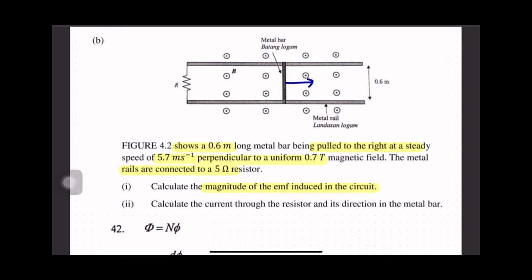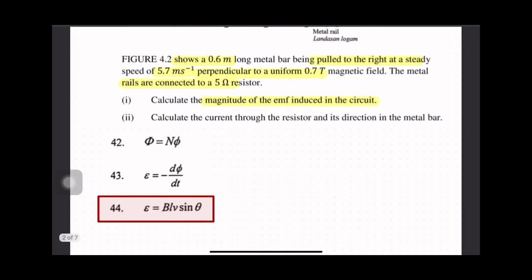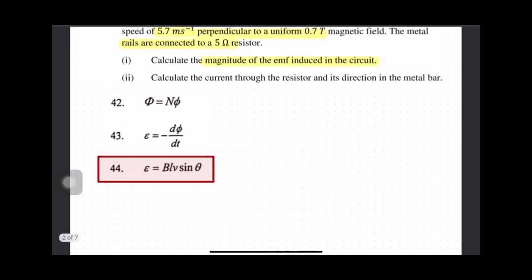So, bila metal bar ni lalu pada B yang out of page, dia sebenarnya berlaku cut off B. Maksudnya dia potong B. Bila dia potong B, maka akan berlaku induced EMF. So, akan ada induced current lah, flow. Formula mana yang sesuai? Formula 44. Okay. So, question 1. Induced EMF is equal to BLV sin theta, where angle antara B dan V adalah sentiasa 90 degree sebab berlaku cut off flux.